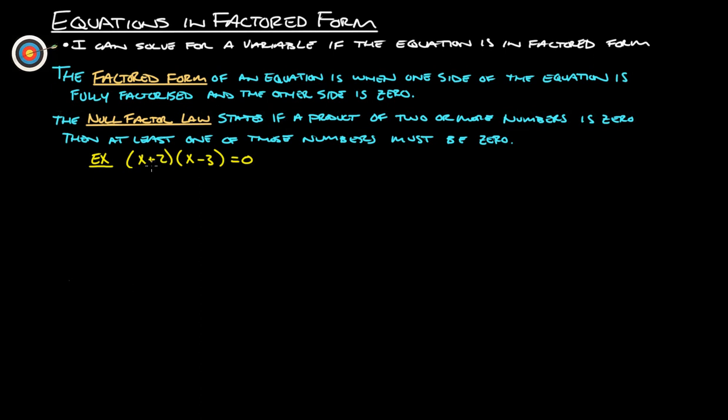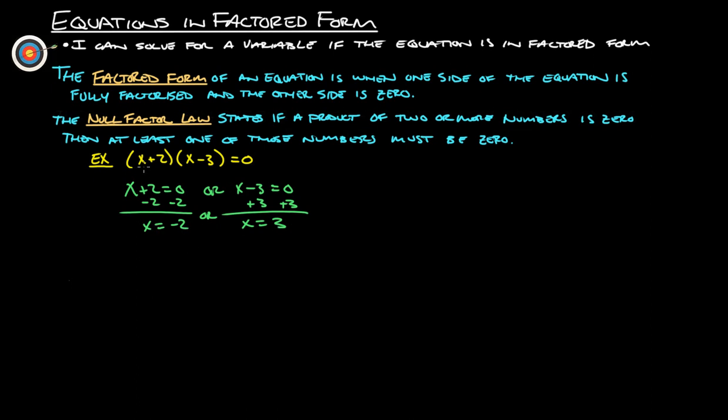On this one, x plus 2 times x minus 3, this is fully factorized. So again, if this times this has to equal 0, either x plus 2 has to equal 0 or x minus 3 has to equal 0. If we solve that, subtract 2, x equals negative 2, or add 3 to both sides, x equals 3.